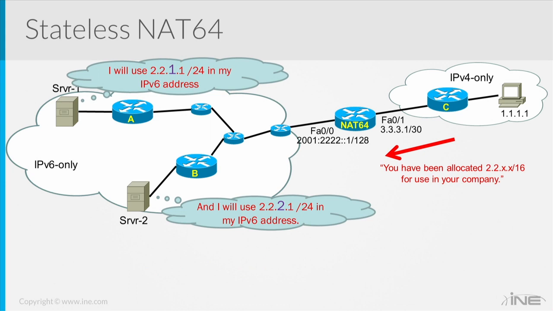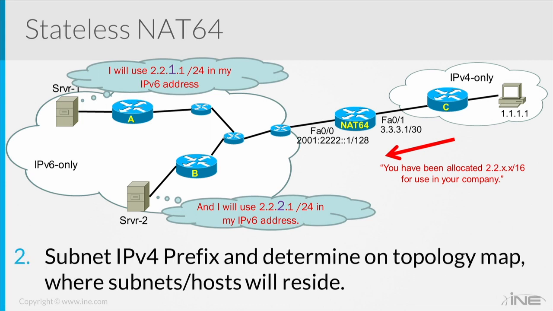Now we know that this is going to be embedded inside of my IPv6 address. So in this particular case, I've got two servers, server 1 and server 2, and I'm going to give them static addresses. Here's what I'm going to do: I'm going to subnet that and hang off router A here.